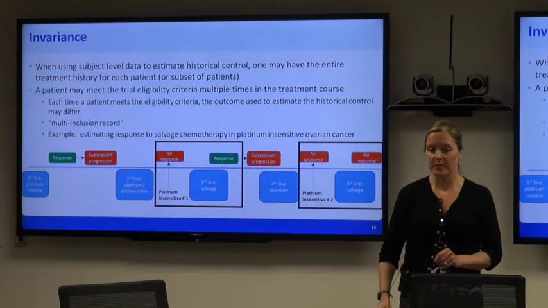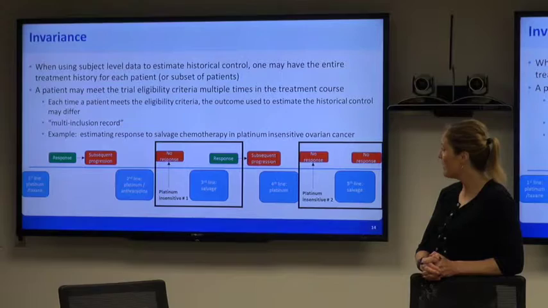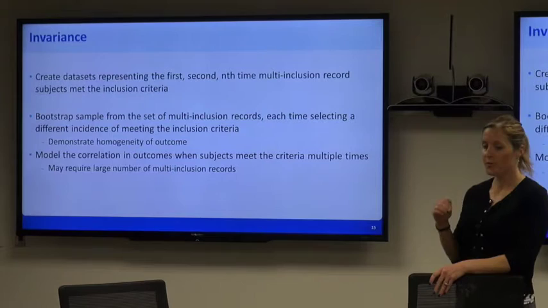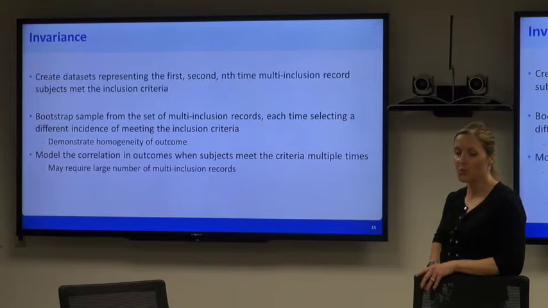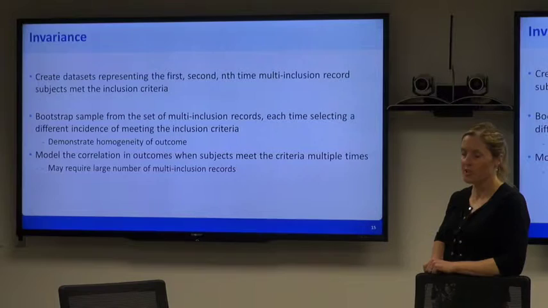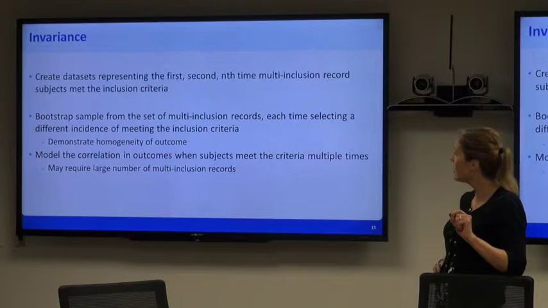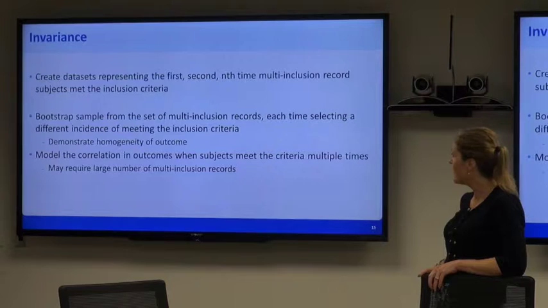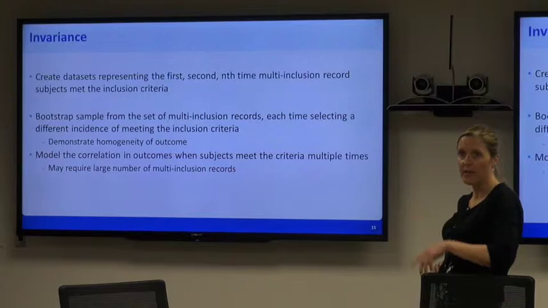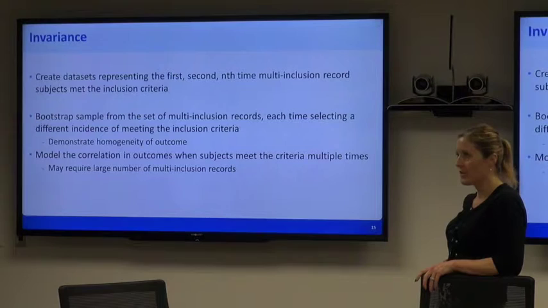And I've personally not really come across a great way of dealing with that yet. It's mainly been brute force in terms of cranking through data sets where you represent each instance of the insensitivity, looking at each one to understand if it matters how you select the record for inclusion in your estimate. So some ideas that we've had would be to bootstrap sample from the set of multi-inclusion records, each time selecting a different instance of meeting the inclusion criteria. You could try to use this to demonstrate the homogeneity of the outcome, or you could try to model the correlation in outcomes when you see this occurring within one patient. And the success of that would depend on how many multi-inclusion records you have. If you don't have many, it may be difficult to do.